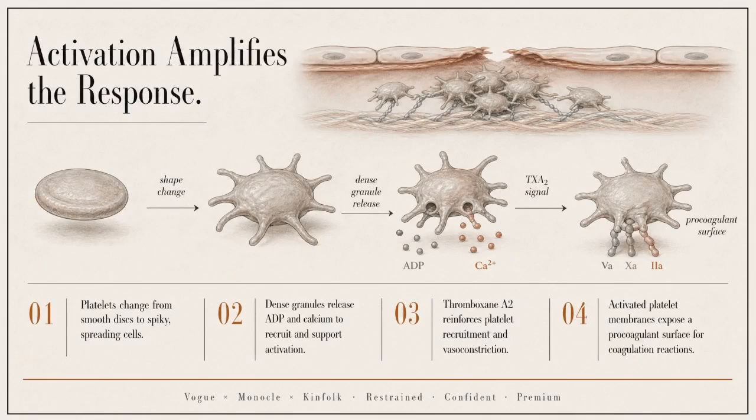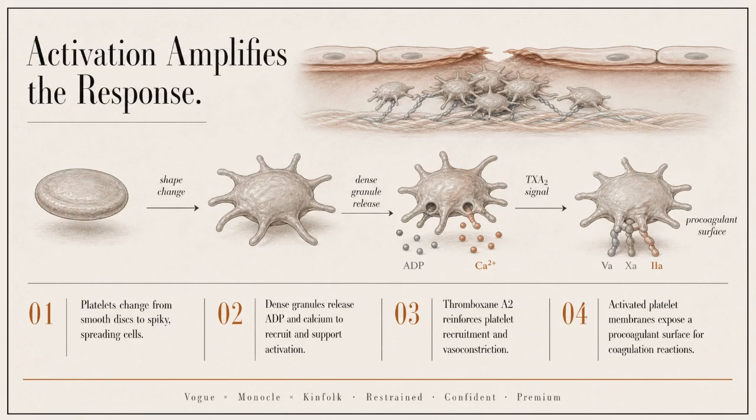Resting platelets are disc-shaped, but when activated, they change shape, becoming spiky and extending pseudopods. This shape change increases their surface area for interactions and exposes active receptors. Activated platelets release contents from their dense granules, like ADP and calcium, which recruit and activate more platelets. They also produce thromboxane A2, further promoting activation and causing vasoconstriction.